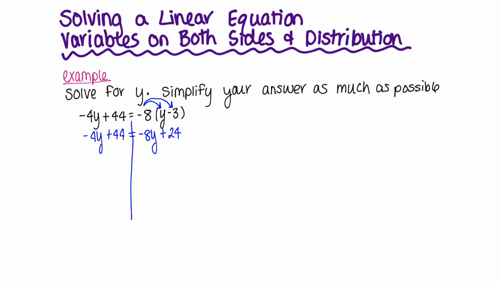So now we want to get the variables on one side and the constants on the other. I'm going to make the decision to move my variables to the left-hand side because that's the more traditional side to have your variables on, but you can move your variables to your right-hand side, totally within your mathematical creative freedom to do that. I'm going to add 8y to both sides because that will cancel the y's on the right-hand side. So negative 4y plus 8y gives me positive 4y plus 44 is equal to 24.